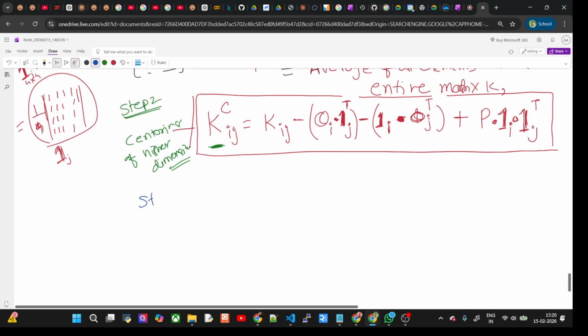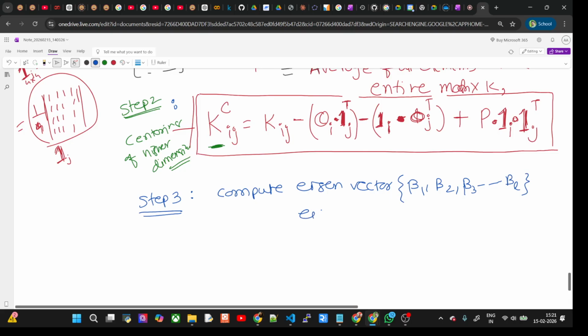Here step number 3, this is step 2. Step 3, compute eigenvectors. What is that eigenvectors? We know that, in yesterday's class we saw beta 1, beta 2, beta 3 till beta L, and eigenvalues, n lambda 1 greater than n lambda 2, n lambda 3, till n lambda L. These are your eigenvalues and eigenvectors.